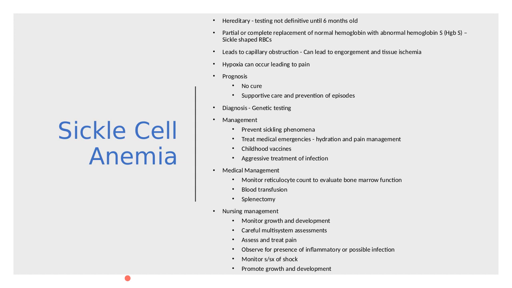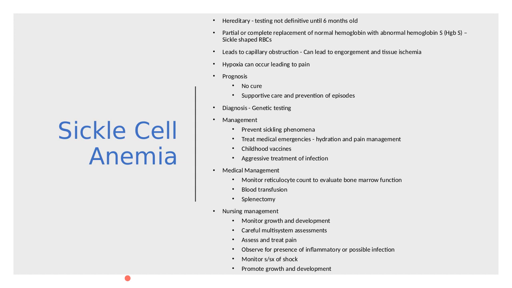So prognosis, there is no cure, unfortunately, for sickle cell anemia. It's just supportive care and prevention of episodes. It's diagnosed through genetic testing. For management, your aim is to prevent the sickling phenomena. So you treat medical emergencies with hydration and pain management, and then we prevent with things like childhood vaccinations and aggressive treatment of any infection, so that a small infection like strep throat or something that little Timmy's just going to pick up off of circle time during kindergarten anyways isn't going to lead to a sickle cell episode.